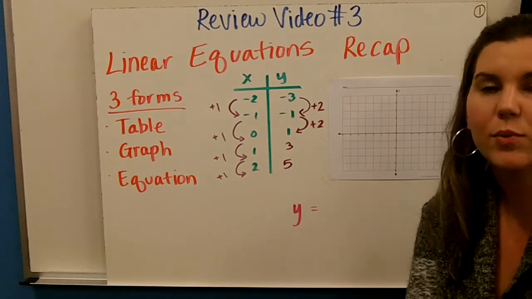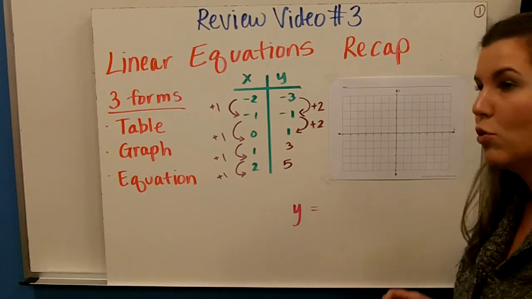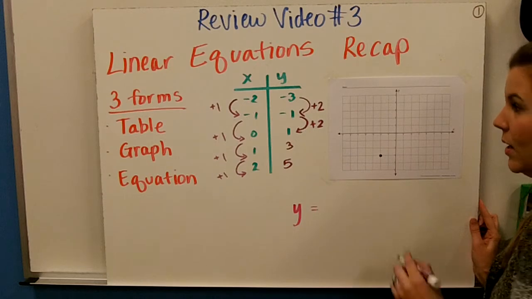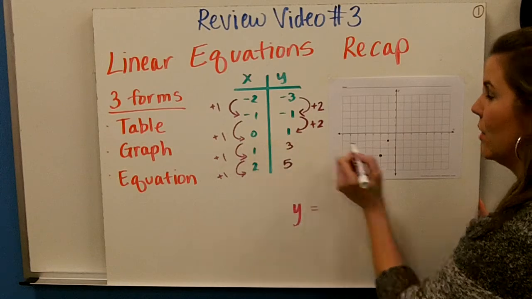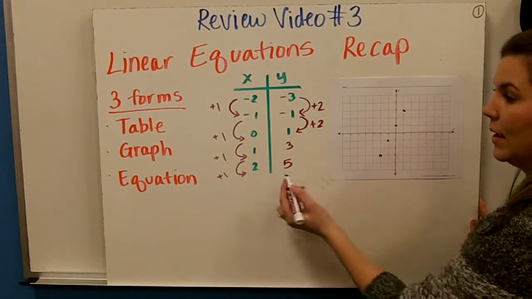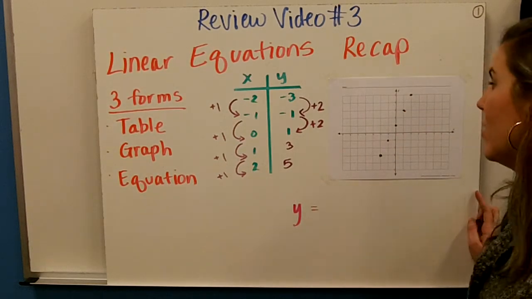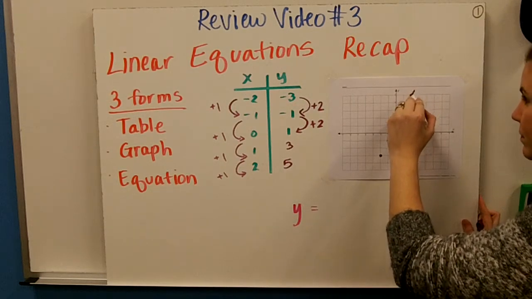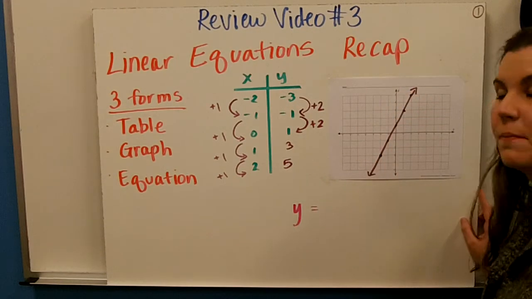Now a table is just a different way to write ordered pairs. So this really says -2, -3 is an ordered pair, and I can graph that. -2, -3, -1, -1, that's another ordered pair. 0, 1, 1, 3, and 2, 5. So I've plotted these points on my graph, and I can connect them with a straight line. You'll want to use a ruler and put arrows on the end.